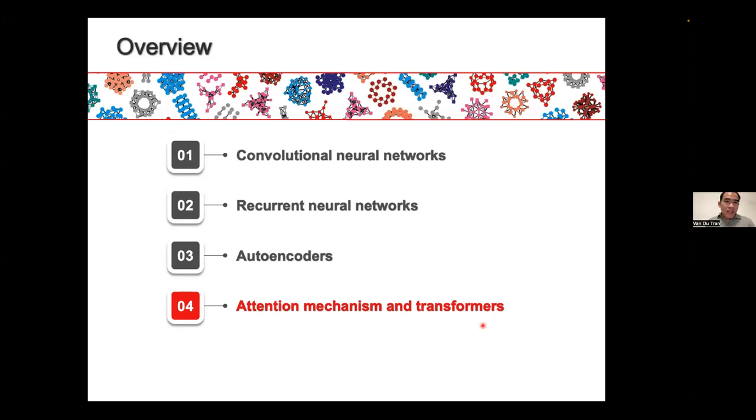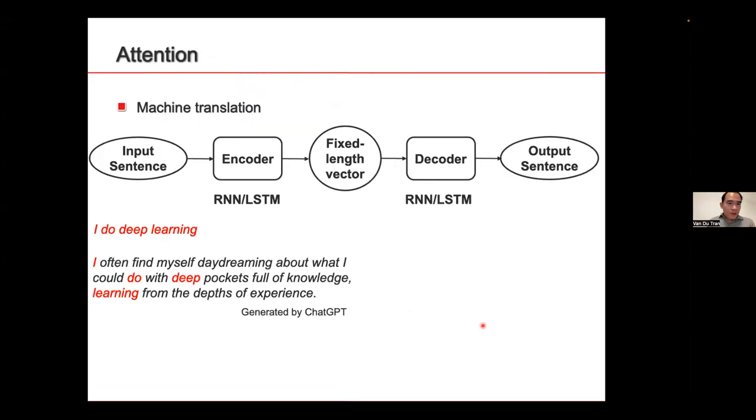Yeah, so next one I'd like to talk about is the attention mechanism and transformers. Let's have a look at this problem of neural machine translation, for automatically translating text from one language to another using AI. The process is that from an input sentence in a source language, a neural network, usually an RNN or LSTM, will play the role of an encoder to encode the input into a fixed length vector. And yet another neural network will play the role of the decoder to decode the vector into a sentence in the target language.